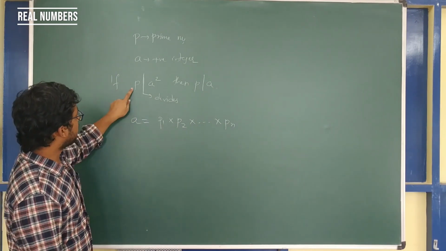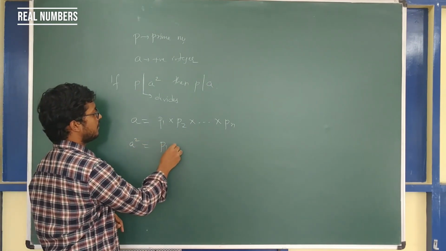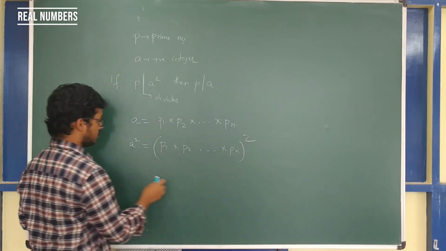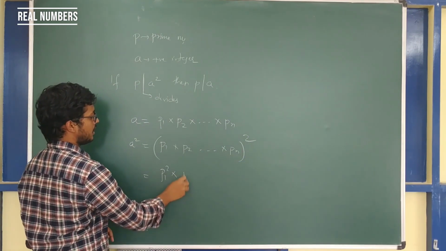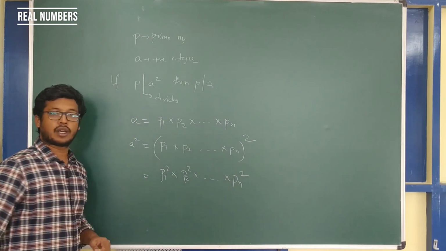Now, what are we saying? P divides a square. So, let us find a square first. What will be a square? A square will be p1 into p2 so on up to pn, whole square. So, this will be p1 square into p2 square so on up to pn square.